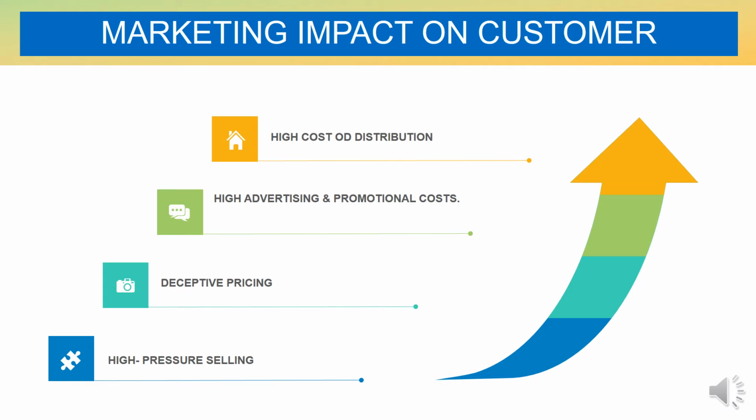The impact of marketing has been classified in three categories. First one, marketing impact on customer. Next one, marketing impact on society, and marketing impact on other businesses. So we have to see first one, marketing impact on customer.